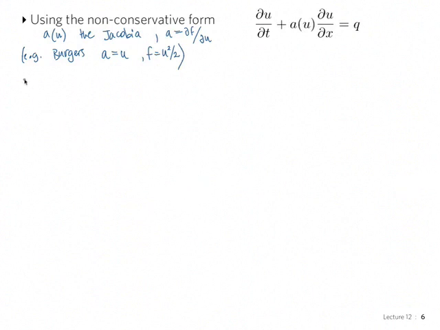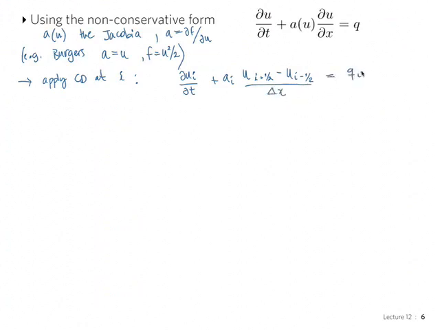And so let's apply a central difference at the point i, and we would get du_i/dt plus A at point i, and here we're going to use the second order central difference with the midpoints, so u_(i+1/2) minus u_(i-1/2) over delta x equal to q_i. Here we're using the abbreviation A_i as the Jacobian A evaluated at u_i.